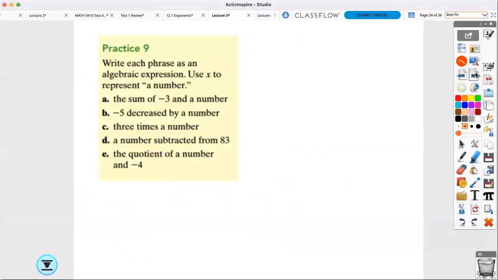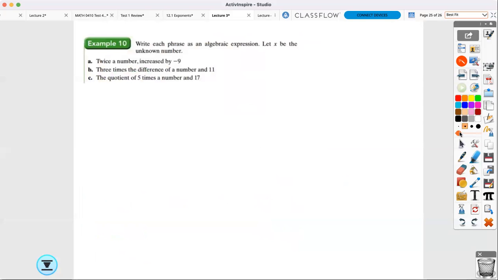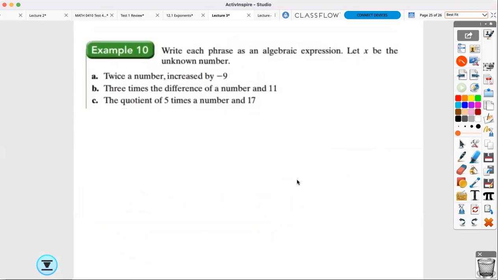Let's finish off strong. All right, this will be the last example, and then we'll be done with today, guys. Example 10. I'll go ahead and give you a few moments to write this one down. 2 minutes.